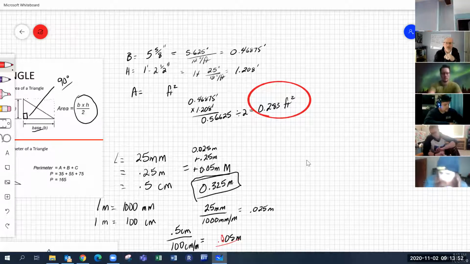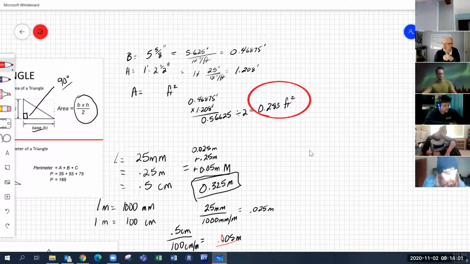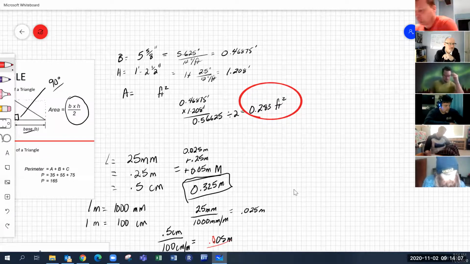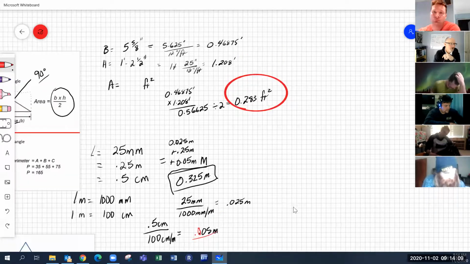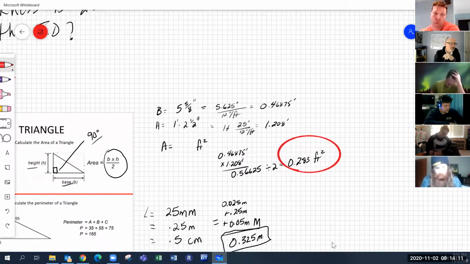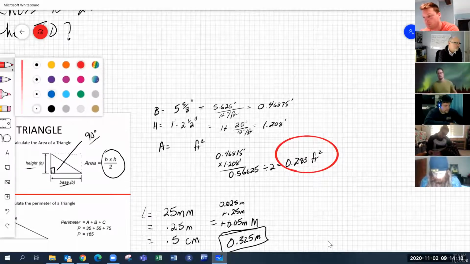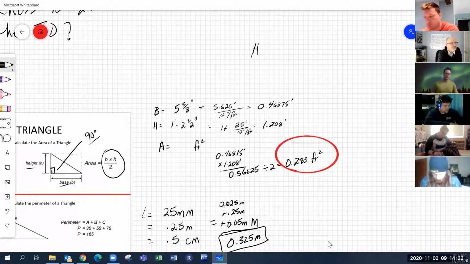Okay, we're all there. Okay, so that's kind of the area of a triangle. And remember, area is always in squares of something. So I'm going to write a new question. I want to see if you are paying attention here. Here's a new question.